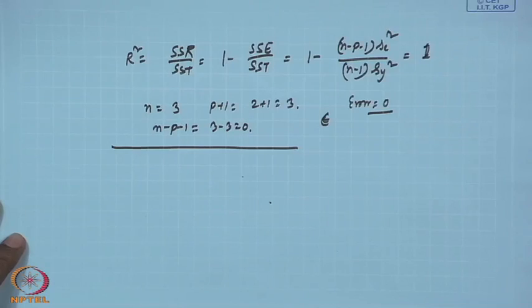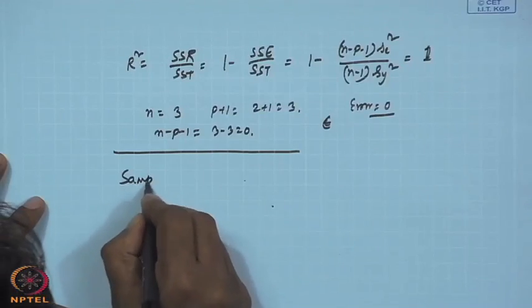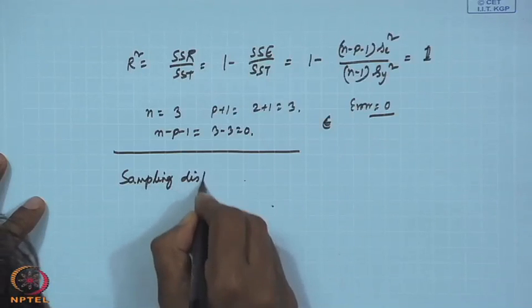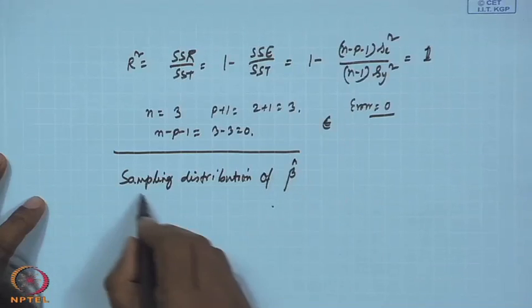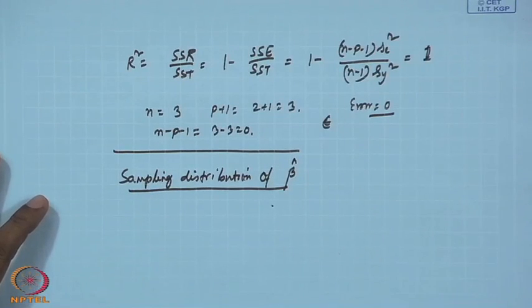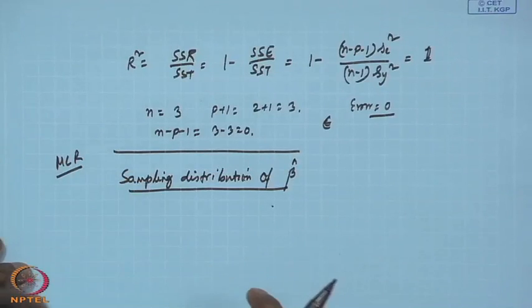So, once you have developed this, your equation is ready, then what is the next? Next, you have to have the sampling distribution of beta cap. Similarly, in MLR also we have found out the sampling distribution of beta cap.